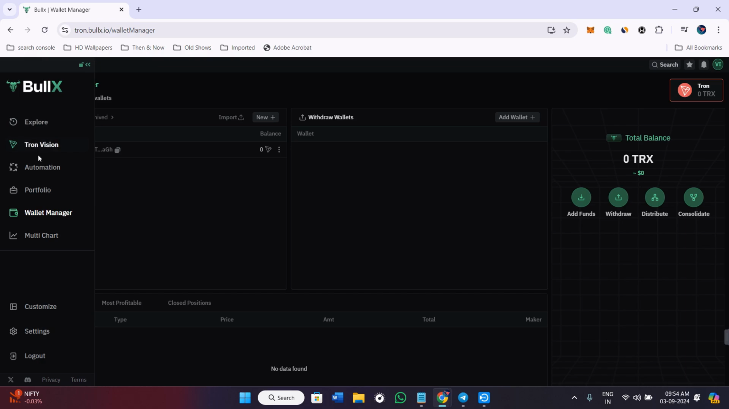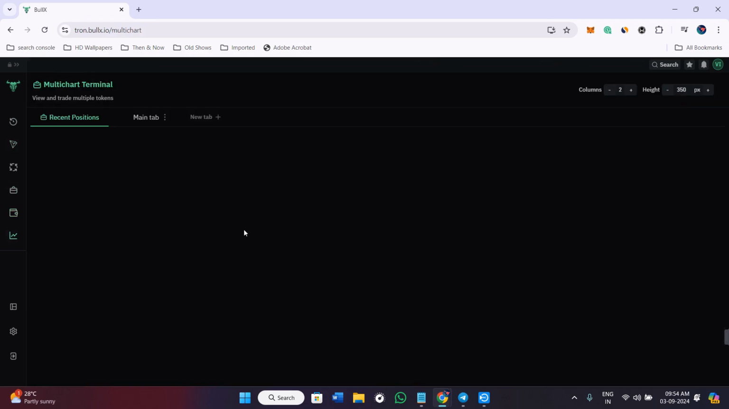Next, we have the option of multi-chart support. So over here, you can view up to 10 different charts simultaneously to monitor various trades. This feature is ideal for those who are managing multiple positions.